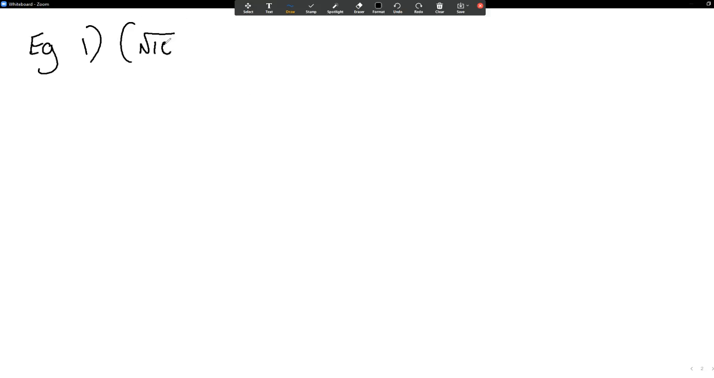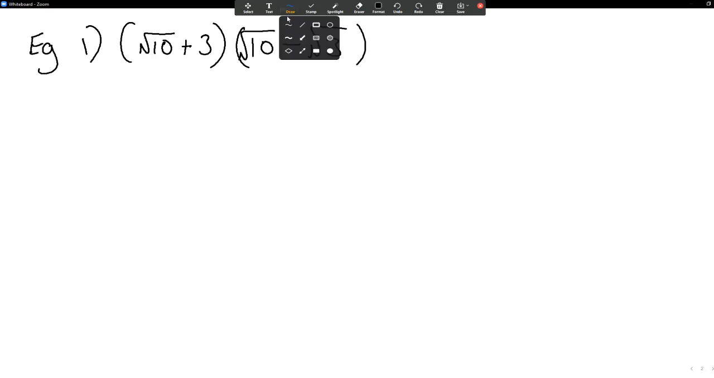Okay, so now that we know the rules for the surds, we can do an example. Right. So, for example, you might get something like this. Find root 10 plus 3 times root 10 minus root 3. Like that. And now, what we can do is, surds are just like numbers. Well, they are numbers, but you can deal with them like any other thing you have in brackets.